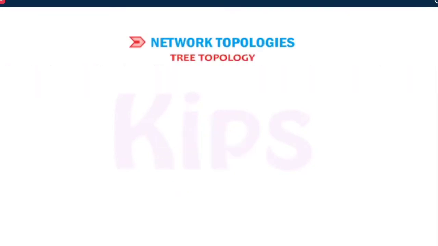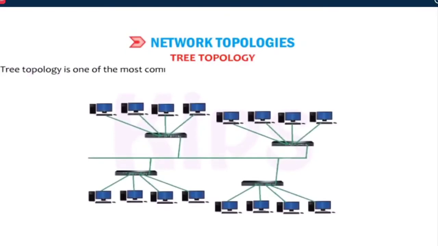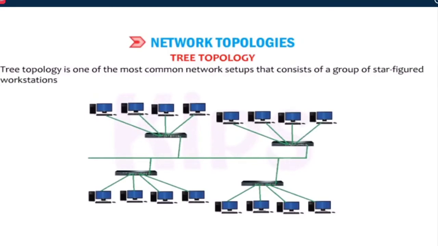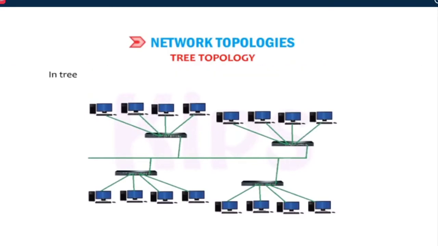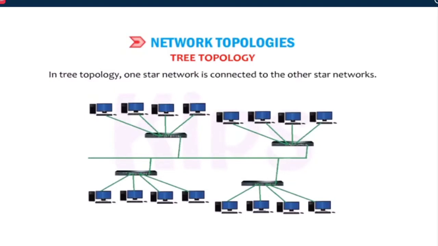Tree topology. Tree topology is one of the most common network setups that consists of a group of star-configured workstations connected to a linear bus backbone cable. In tree topology, one star network is connected to the other star networks.